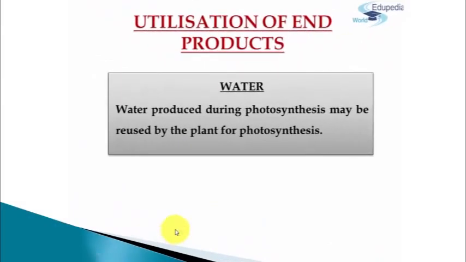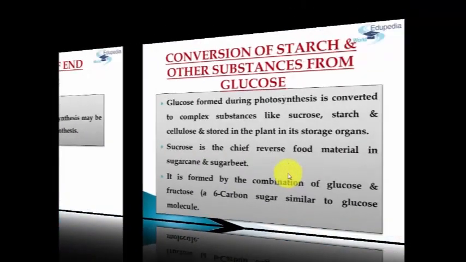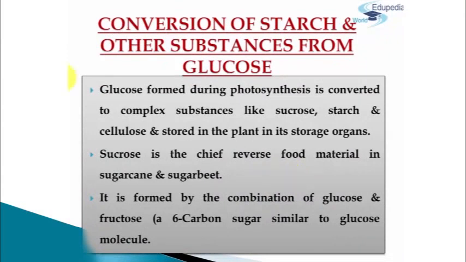Then the last end product is water. Water produced during photosynthesis may be reused by the plant for photosynthesis. So this was all about the end products. Now we have the conversion of starch and other substances from glucose.